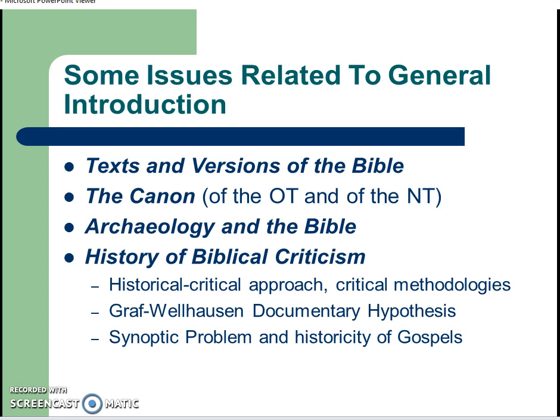Some issues related to general introduction has to do with texts and versions of the Bible. Again, how the text was transmitted to us, and we received it, and much of that is true for the whole Bible, not just the whole Old Testament, not just one portion of it. The canon is another question that to some degree applies to the whole Bible, or at least major portions of it. So how was it that the books that are in the Old Testament came to be in our Bible? And why were some books excluded from our Bible that might have been in the canon?